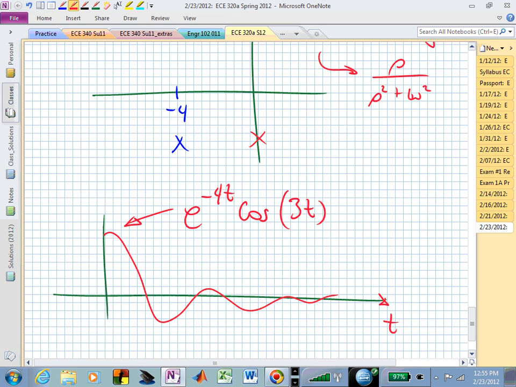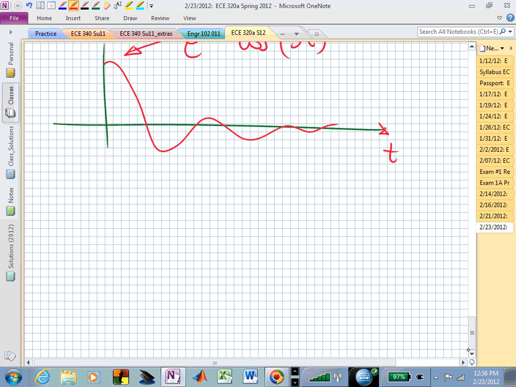This number, the 4, would get bigger. It would be e to the minus 10t, e to the minus 20t, and this is now going to collapse much more rapidly. The oscillation frequency we haven't changed if we simply translate horizontally to increase that value. Questions on that? That's the complex frequency variable translation theorem.